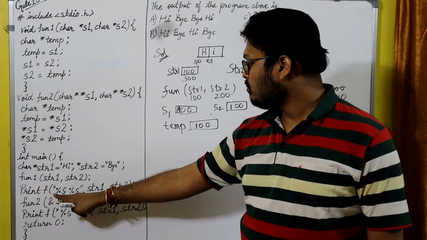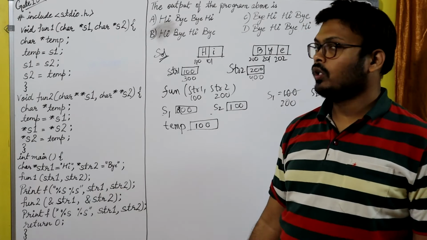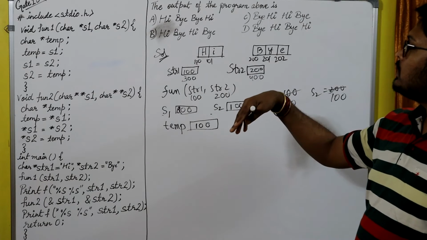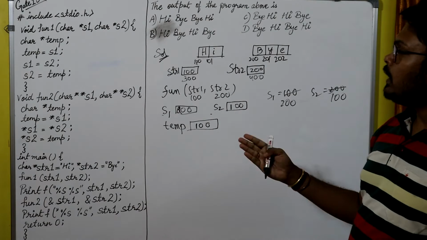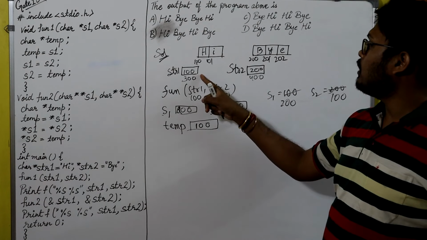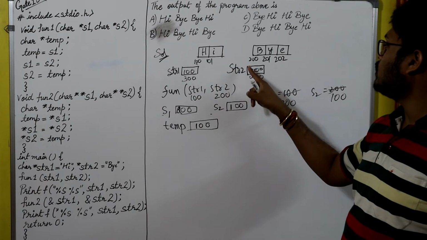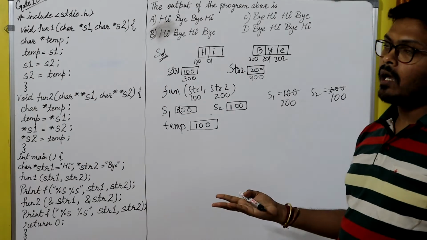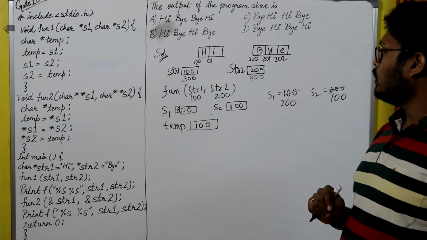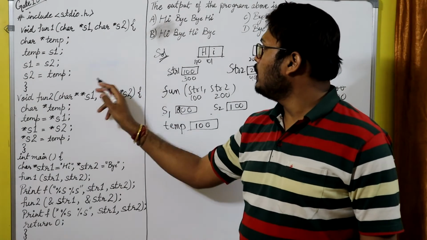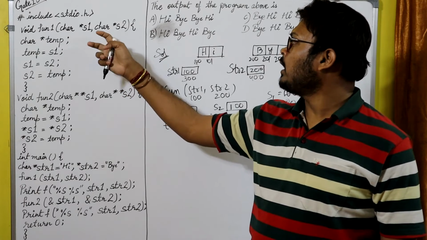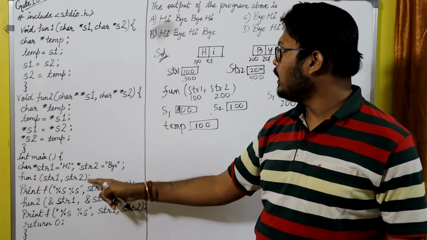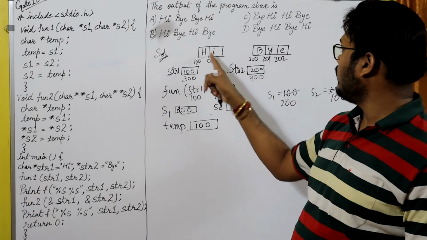printf %s str1 str2. So what will it print? str1 and str2 still contain the address they were previously holding. Initially str1 was holding the address 100, str2 was holding the address 200, and after the execution of this function, nothing has changed for str1 and str2. Although the local variables s1 and s2 have had their values swapped, this swap is not reflecting here.